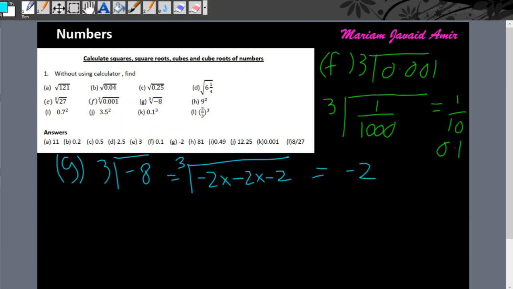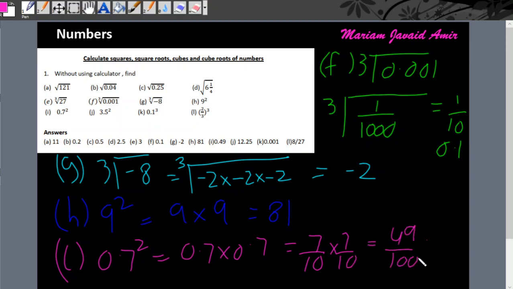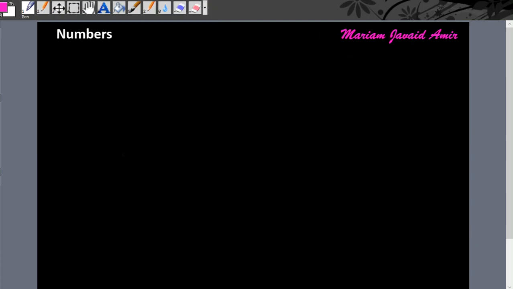Okay, part H, so 9 square is equal to 9 times 9, which is 81. Then 0.7 square is 0.7 times 0.7. You're not allowed a calculator, so 7 over 10 times 7 over 10, which is 49 over 100, which is 0.49.